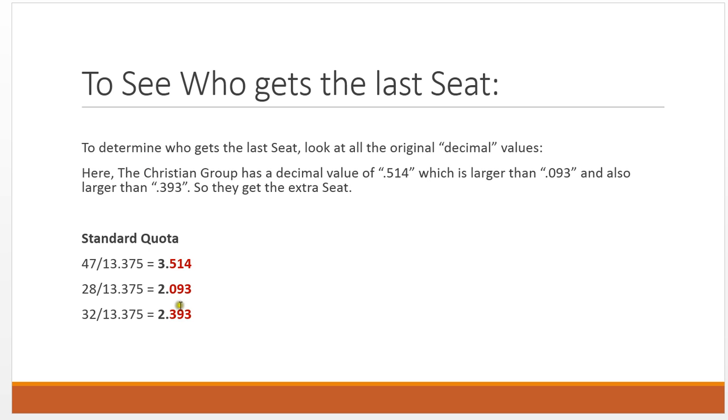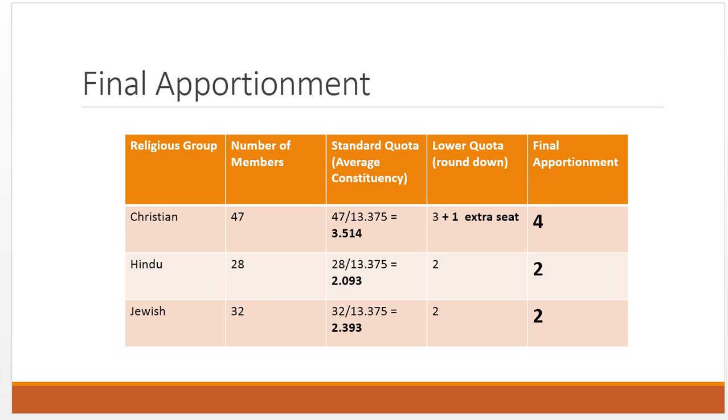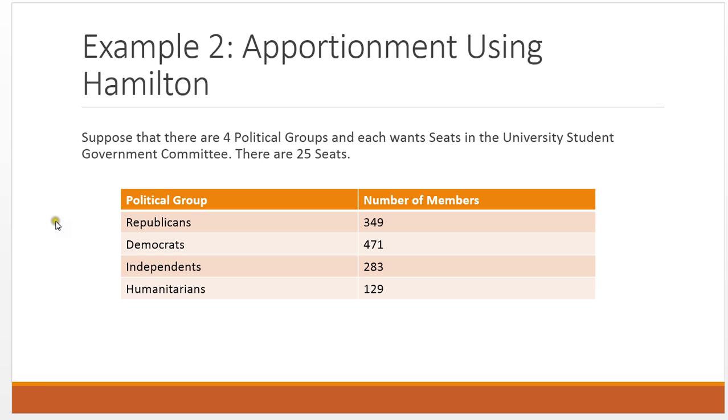We've compared all of our decimal values. We've concluded that the 0.514 is the largest of all the decimal values. It has nothing to do with this value. We're only looking at the decimal portions. And because of that, we agreed that the extra seat goes to the group with the largest decimal leftover value. And so they end up getting 4 seats. And that's our total and final answer. We give out 4 seats to the first group, 2 to the second, and 2 to the third, for a total of 8 seats.